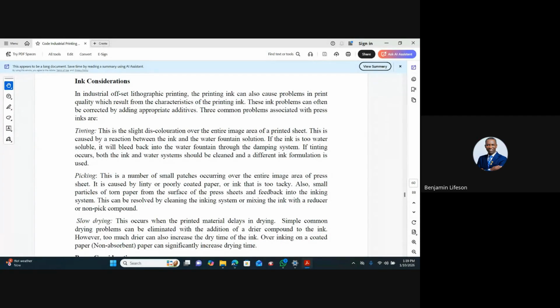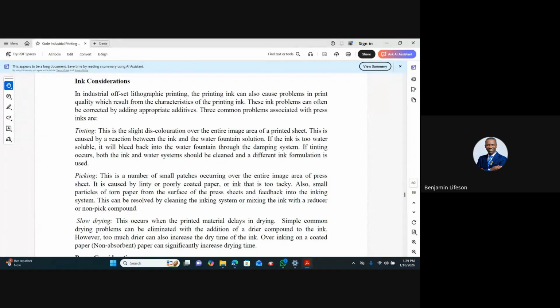Okay, so you realize that when you print some of the work, especially when you are using chroma coat, you see that the image has some discoloration. Maybe the image is green and you are seeing black in it. It is as a result of tinting.